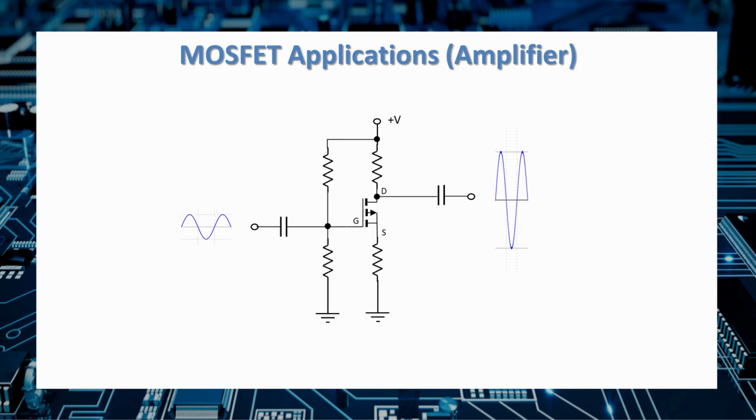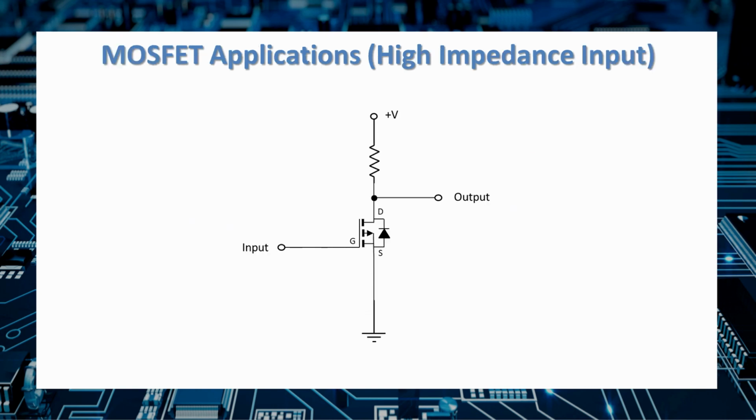We can also bias a MOSFET just like a BJT, and then use it as an amplifier. MOSFETs also excel as high impedance front-end inputs for instrumentation, like this example here. They're a great tool to keep in your arsenal of electronic components and design techniques.